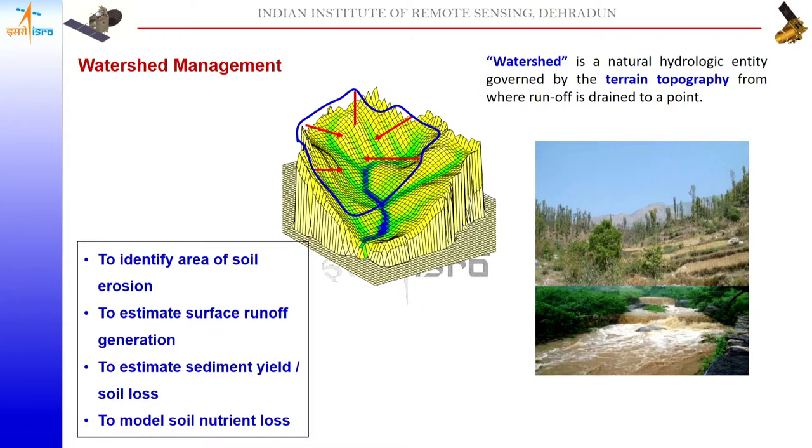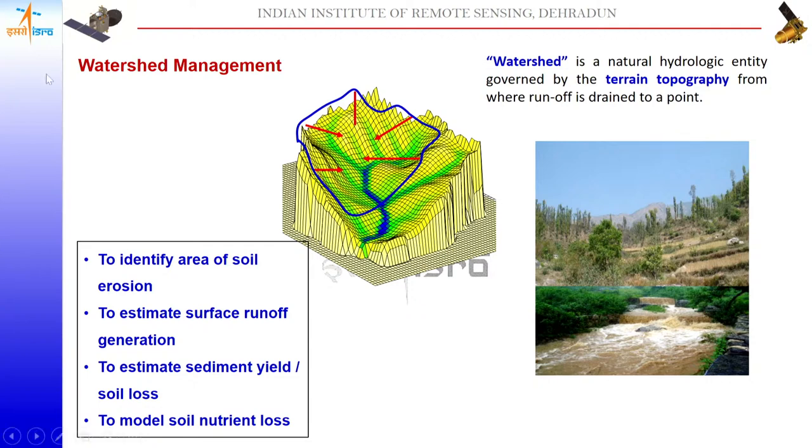Now, another application of remote sensing data today is watershed management. What do you mean by watershed? A watershed is a natural hydrologic area governed by terrain topography, where all the waters that come after rain falls drain to a single point. So this area is defined as a watershed, and remote sensing data can be used for its management.